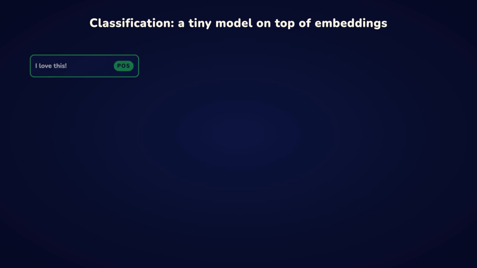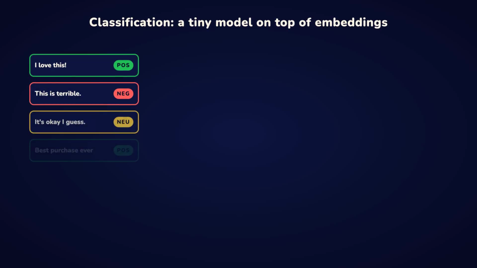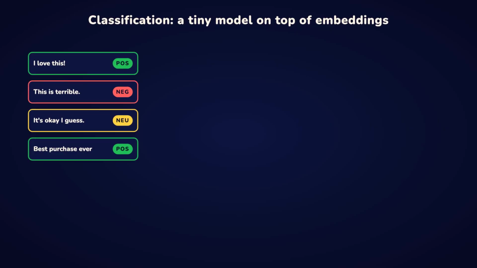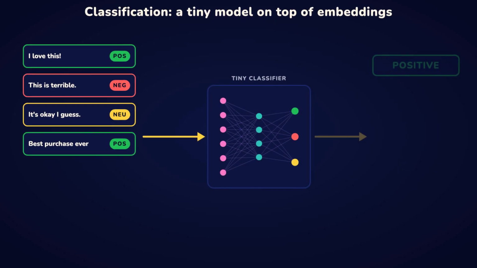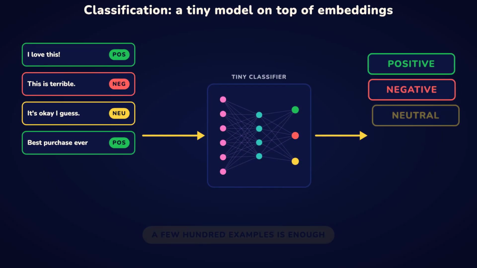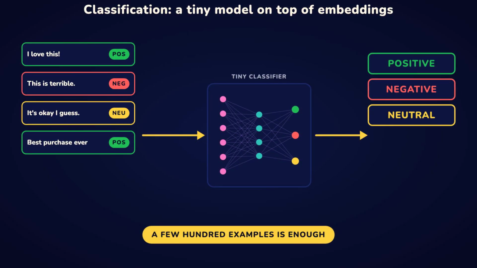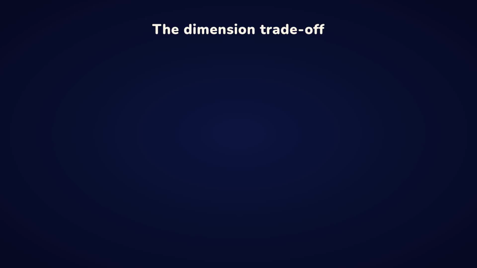Use case 4 is classification. Train a tiny classifier on top of the embeddings. With just a few hundred examples, you can do sentiment, topic, or intent detection, far cheaper than fine tuning the whole model. But there is a trade off.